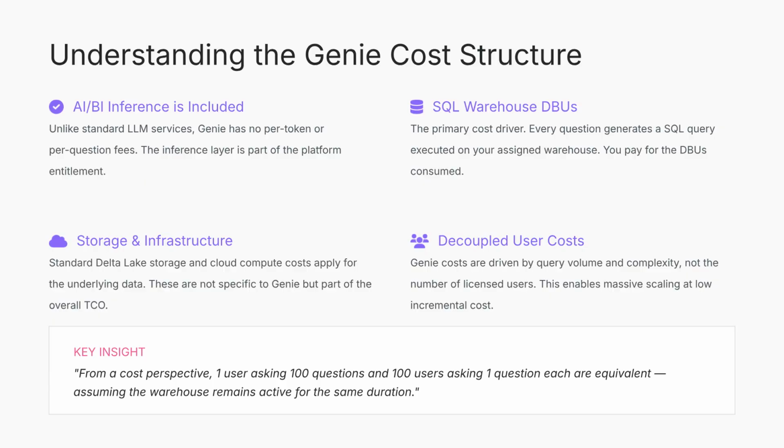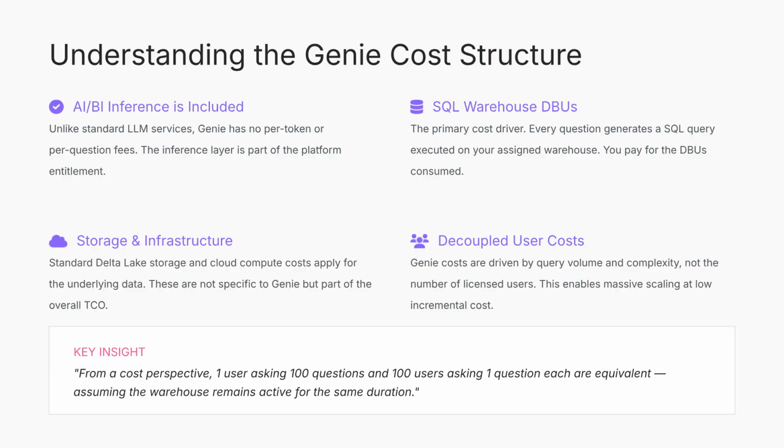So what do you actually pay for? The only real variable cost comes from the SQL warehouse that runs the generated queries. You pay for Databricks units, DBUs, while those queries are executing. Storage is just your normal Delta Lake costs, and cloud infrastructure is whatever your cloud provider charges. Nothing Genie specific. Here's the killer insight.